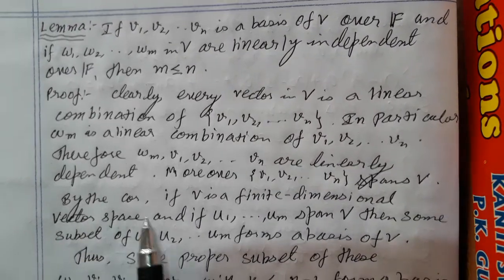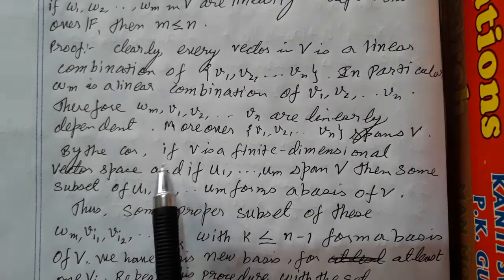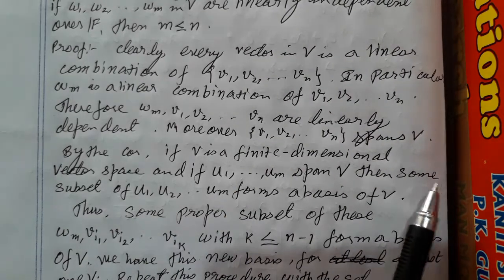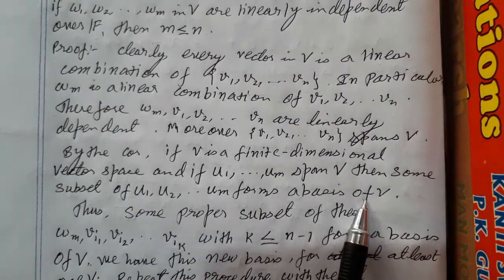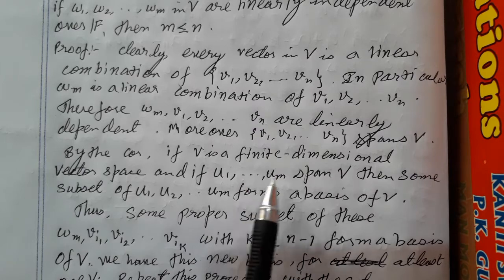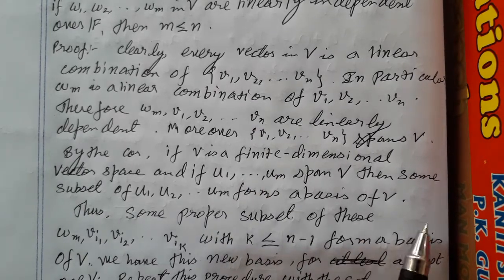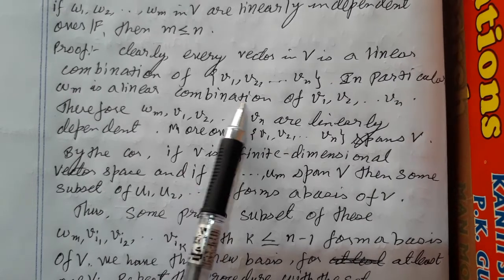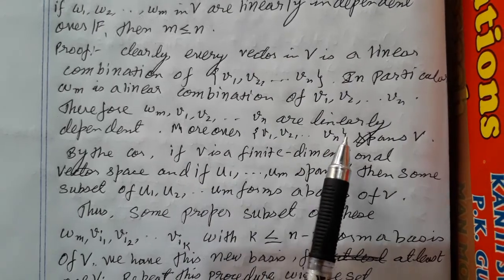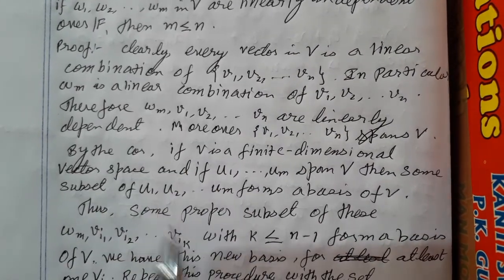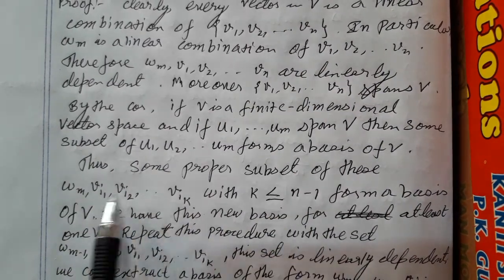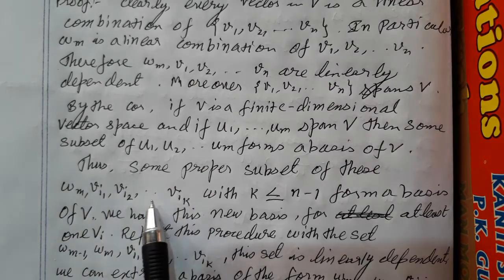By the corollary, this is the statement of the corollary which we are using: if V is a finite dimensional vector space, and if a set spans V, then some subset of it forms a basis of V. Means if only this spans V, we can find from here some vectors which are linearly independent and form a basis for V. So we take the set wm, v1, v2 till vn, which is linearly dependent. From here we can find some set which will span this vector space and is linearly independent.